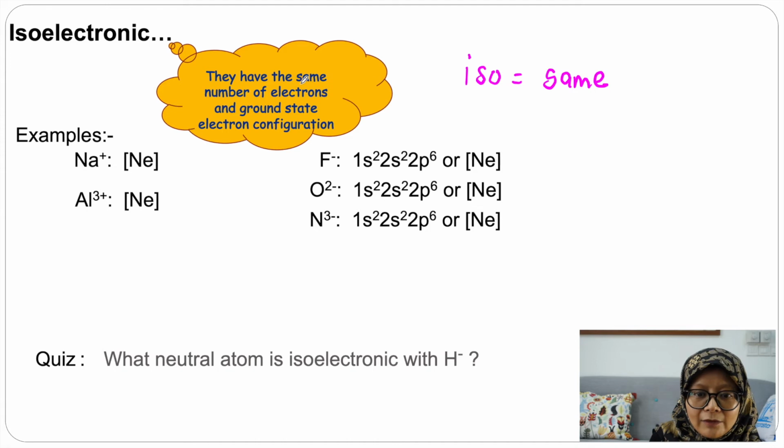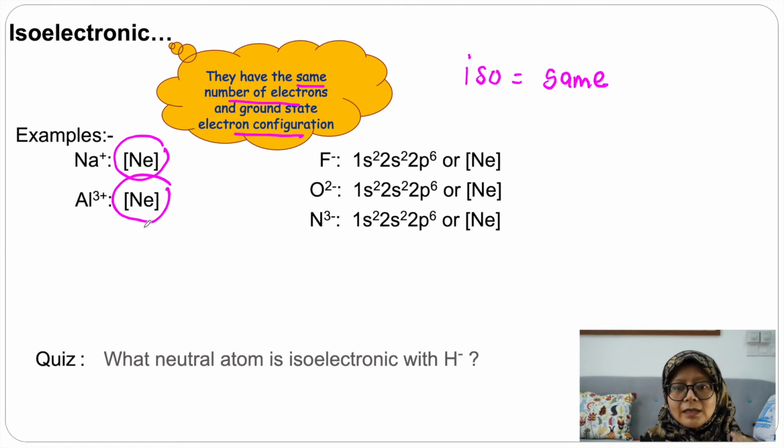Okay, so they have the same number of electrons and also the same electron configuration. For example, here I have sodium plus and aluminium 3 plus. They both have the same electron configuration and the same number of electrons.